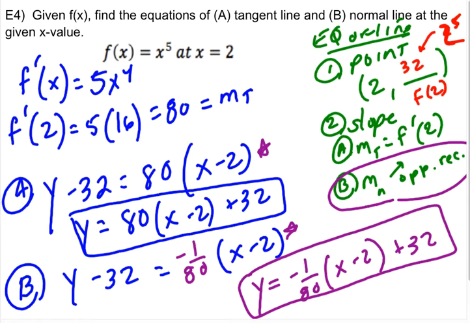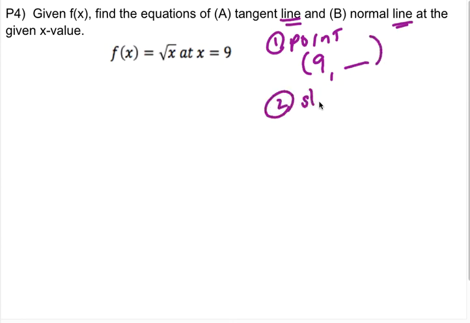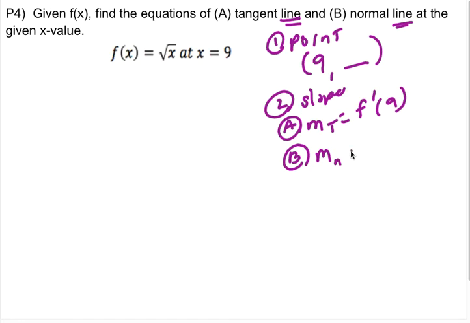All right, let's go ahead and try a P4, same thing. You're going to find the tangent and normal line equations. Anytime you're asked for the equations of lines, you need two things. You need a point, which you have half of. You have 9 comma blank. And you need a slope. And for A, your tangent slope is going to be f prime evaluated at 9. And for B, your normal slope is going to be the opposite reciprocal of that.